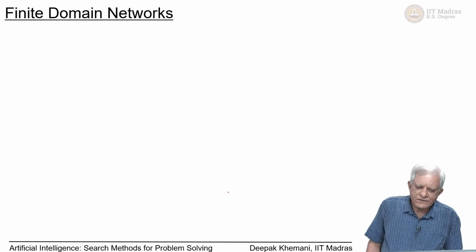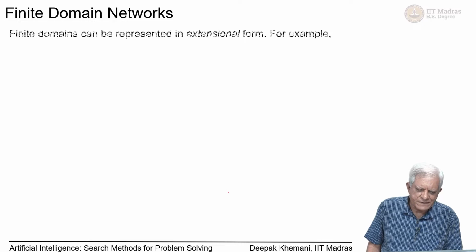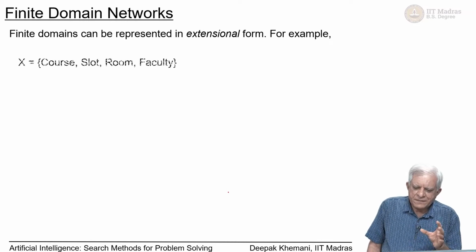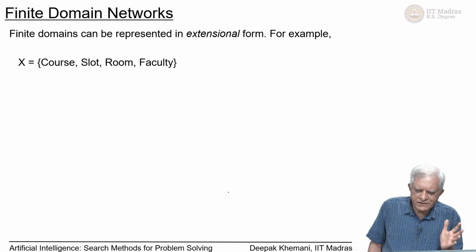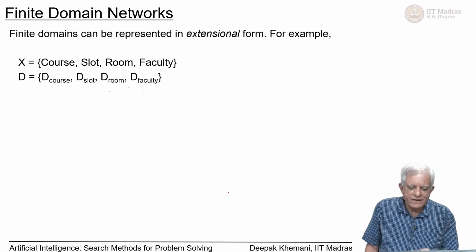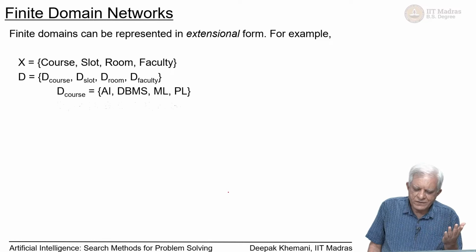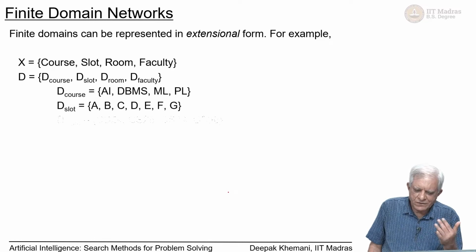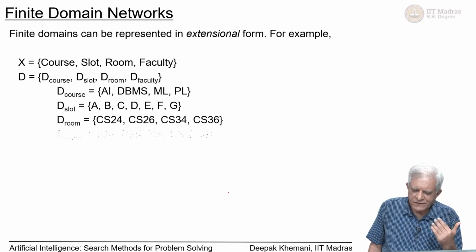We are going to focus on finite domain networks. That means the domains are going to be finite, and can be represented in extensional form, which I had mentioned we will often use. So, let us say that for some reason you have defined these variables as course, slot, room and faculty. And then of course, you will have to define a domain for each of them: domain of course, domain of slot, domain of room and domain of faculty.